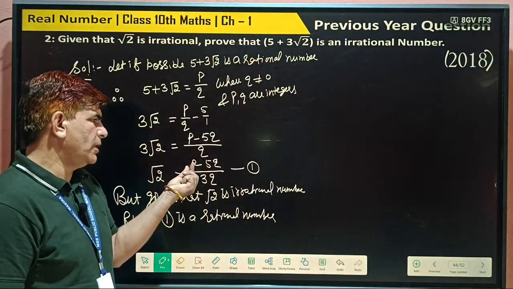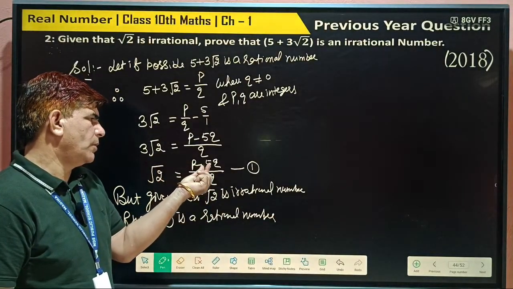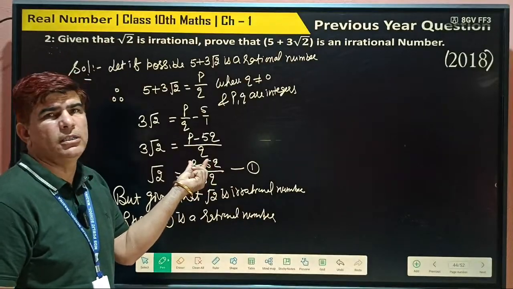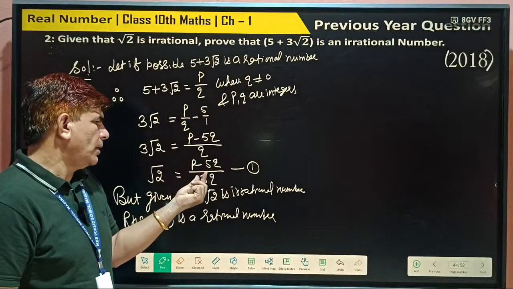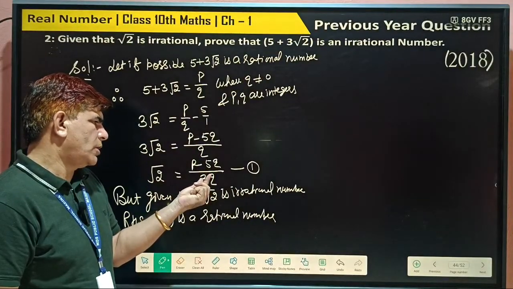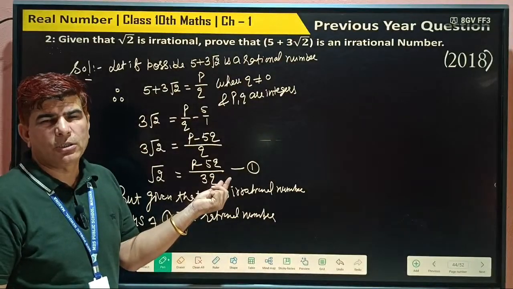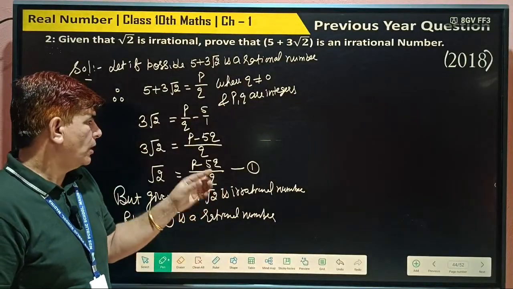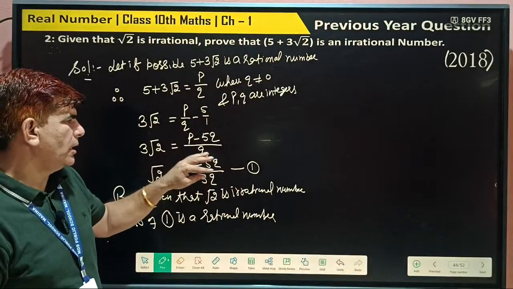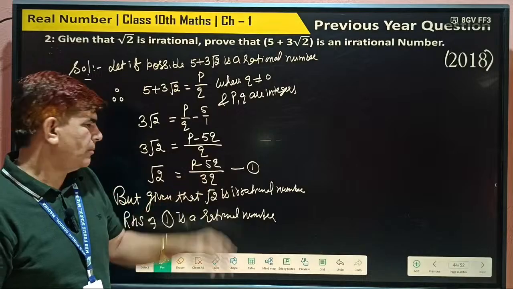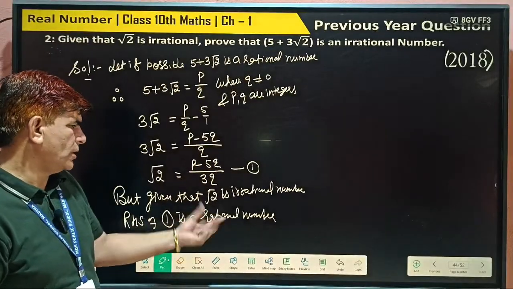Why? P is an integer, minus 5 is an integer, Q is an integer, so 5Q is also an integer; integer minus integer is an integer. And this 3 is an integer, Q is an integer, so 3Q is also an integer. Understood? Definitely we can say it is a rational number. So that's why RHS of first is a rational number.